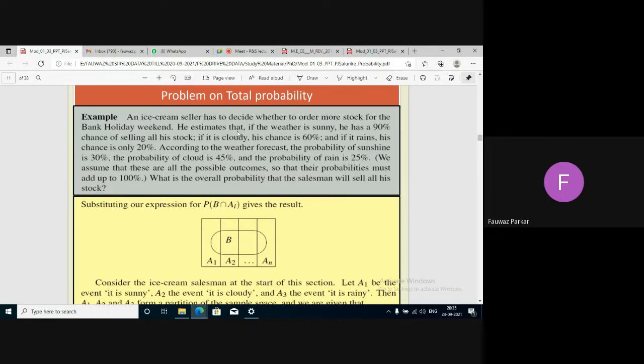He estimates that if the weather is sunny, he has a 90% chance of selling his stock. Of course, if it is sunny, more people will feel the heat and they will have a desire to have those ice creams. So there is a 90% chance that he will sell all his stock, the entire stock. All his stock will be sold.